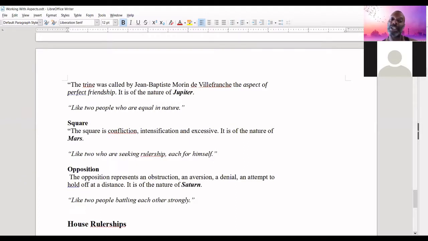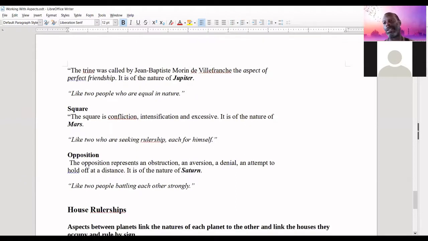And then the opposition, like two people battling each other strongly, then we don't need to really go very much further. So I do want you to take into account what it says about the opposition, which I think is really important. Obstruction and aversion, a denial, an attempt to hold off at a distance.